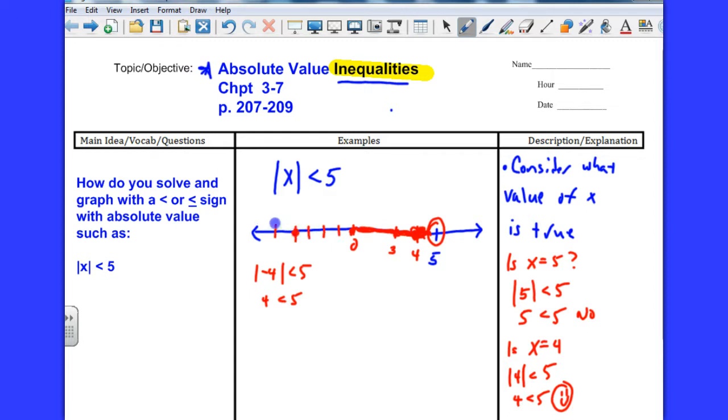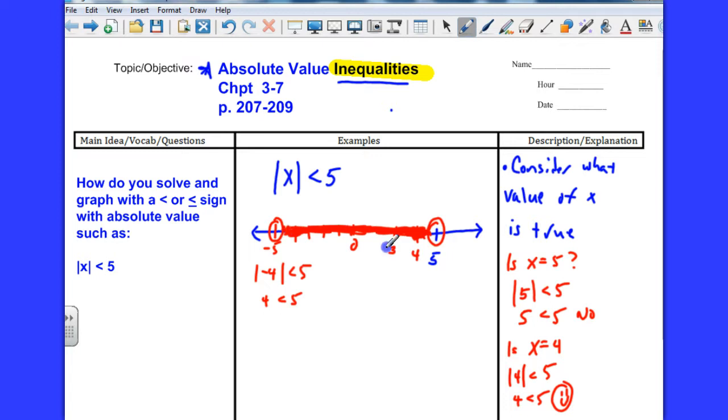All right, how about negative 5 then? Well, the absolute value of negative 5 is 5, so that's not a solution because 5 is not less than 5. 5 equals 5. How about negative 6 over here? No, 6 is not less than 5 after you take its absolute value. So notice what we have here.